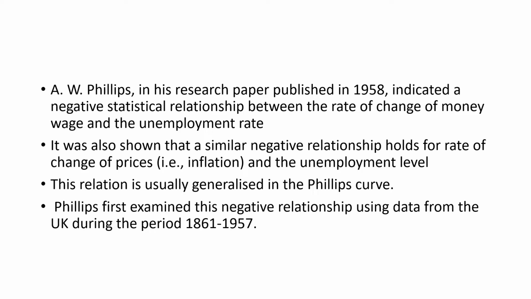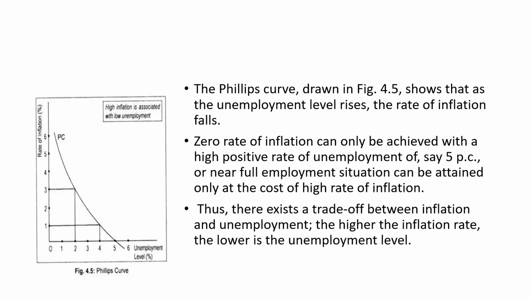I mean, these two indicators or these two variables were taken, and A.W. Phillips tried to see the relationship between the two, and he could find a negative relationship between these two variables, and this relationship is generalized as Phillips curve. Phillips first examined this negative relationship by using the data from UK, from 1861 to 1957, and on the graph you could see the plotted data.